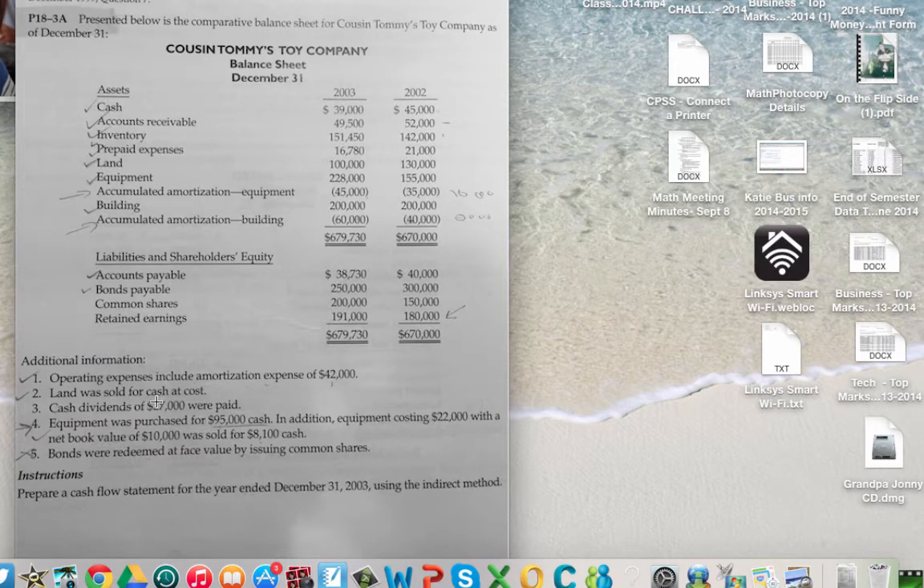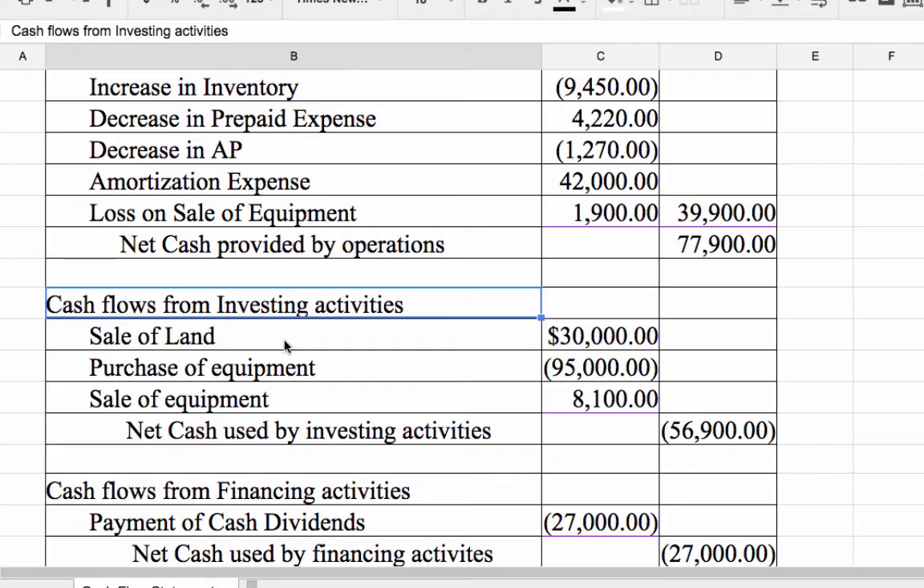So our land changed and it said it was sold for cash at cost. So if we had 130 and now it's 100, our land changed by $30,000 and we got that in cash. There's our sale of land. We sold it for cash for $30,000. So our cash went up. Our cash came into the company. So we're going to add $30,000 here.